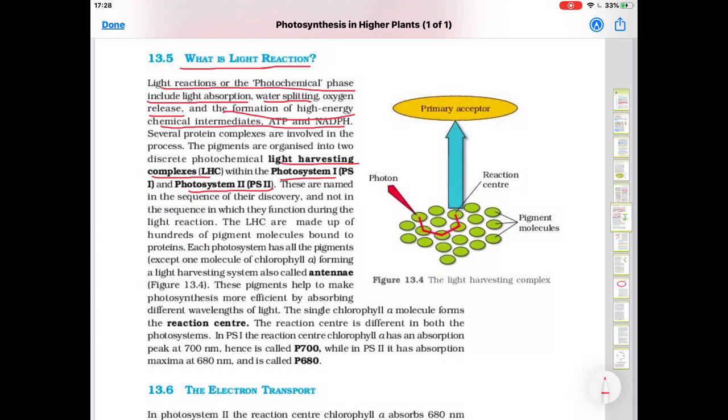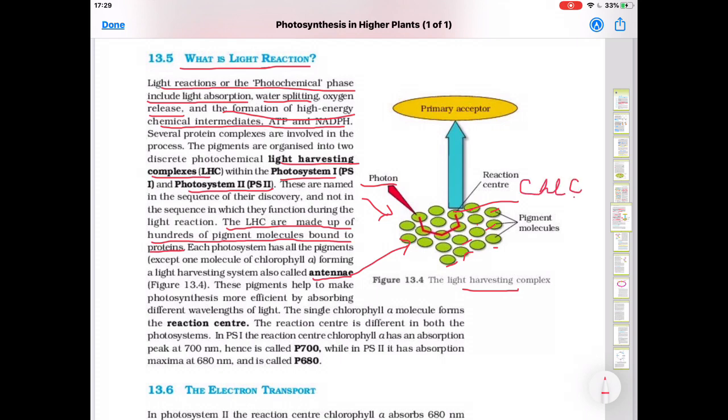The light harvesting complex is made up of hundreds of pigment molecules bound to proteins, as shown here in diagram 13.4. These pigment molecules form an antenna. Antenna means that it absorbs the photons of the light. When the sunlight energy falls, these pigments absorb light of different wavelengths and then transfer this energy to the reaction center. The reaction center is a chlorophyll A molecule.